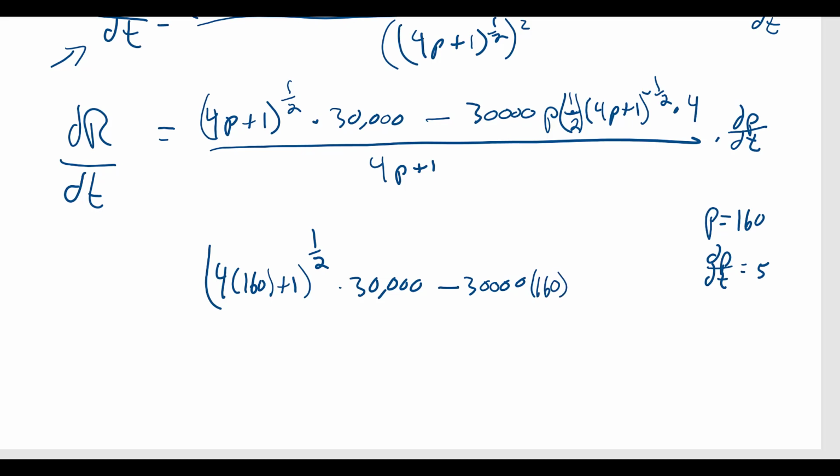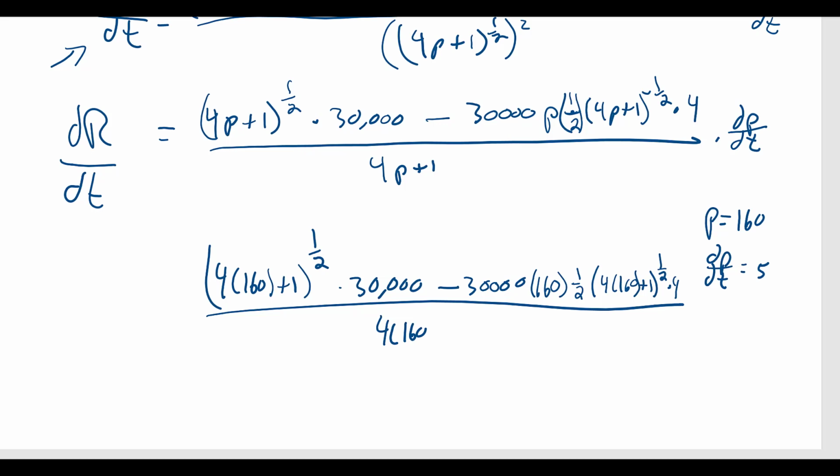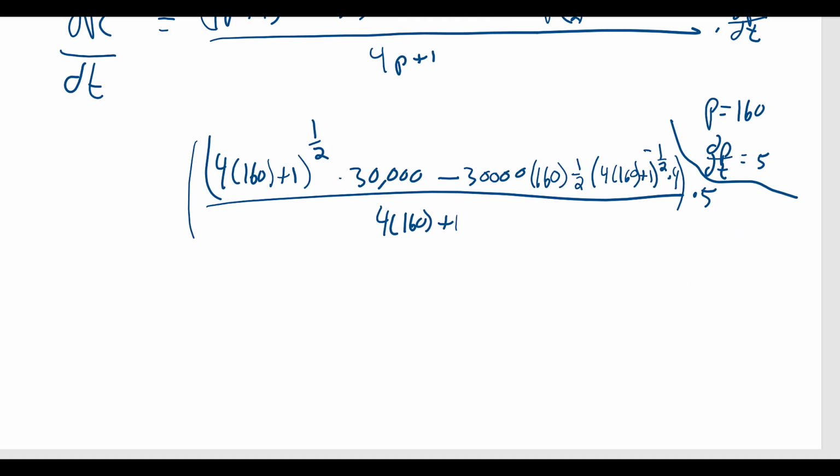So as I speak while I write, times the 1/2 times 4 times 160 plus 1 to the 1/2 times 4 all over 4 times 160 plus 1, and I got this times 5 here because that's our dp dt. Okay, so I'm going to plug it into my calculator here, and we'll have an answer like this.